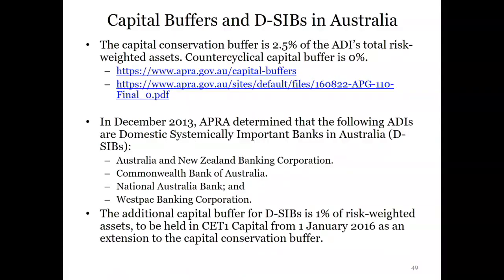In Australia, they have their own rules. They have their domestic systemically important banks, and of course, they are the big 4 banks, right? And they are subject to 1% extra CET1 capital ratio.